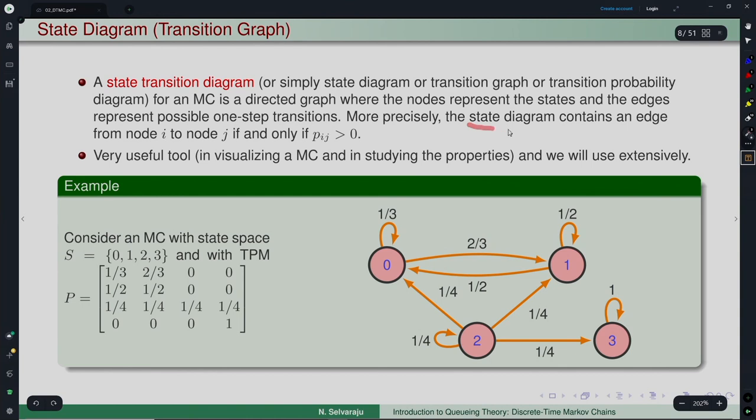More precisely, this diagram contains an edge from node i to j if and only if Pij is strictly greater than 0. This is a very useful tool in visualizing a Markov chain and studying its properties. As you go along, you will see how easy it is to look at the Markov chain if you know this transition diagram. And we will use this extensively in the Markov chains that we encounter.